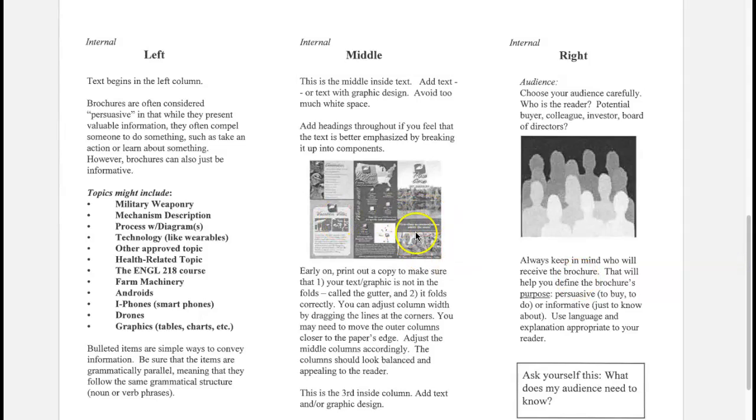The pictures you include, the visuals you include in your brochure, should be relevant to what you are writing about. Let's say this section is titled art. You could put a picture of a mural here. Or let's say this one is titled environment. You could put a picture of a yucca plant or something like that.